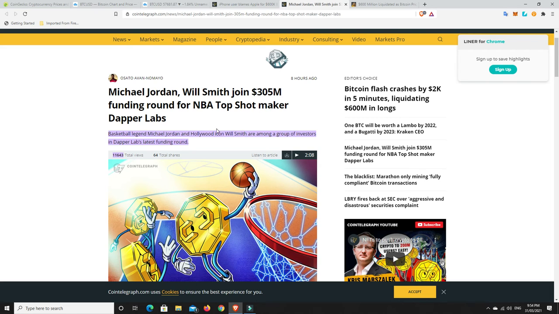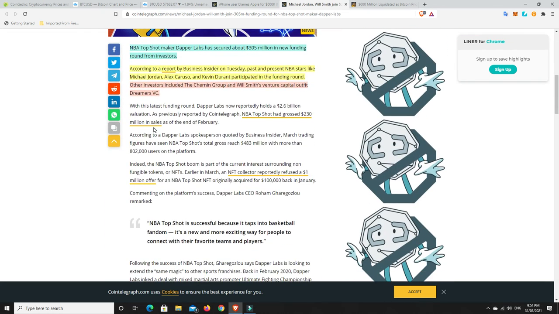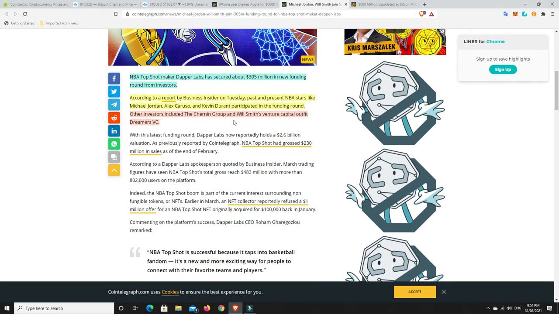So there's some big money going into NBA Top Shot maker Dapper Labs. NBA Top Shot maker Dapper Labs has secured about $305 million in a new funding round from investors. According to a report by Business Insider on Tuesday, past and present NBA stars like Michael Jordan, Alex Caruso, and Kevin Durant participated in the funding round. Other investors included the Chernin Group and Will Smith's venture capital outfit, Dreamers VC.